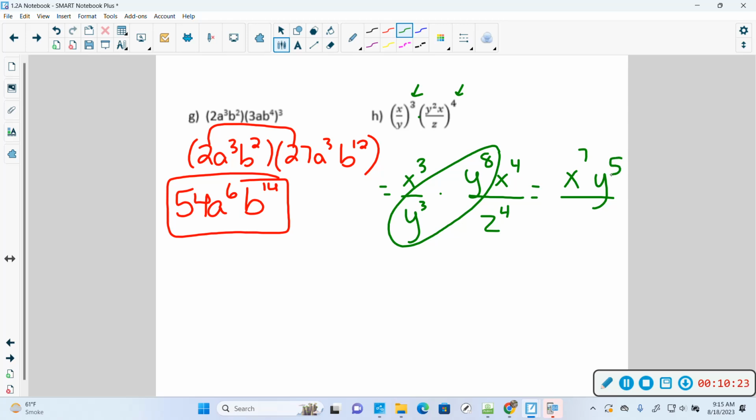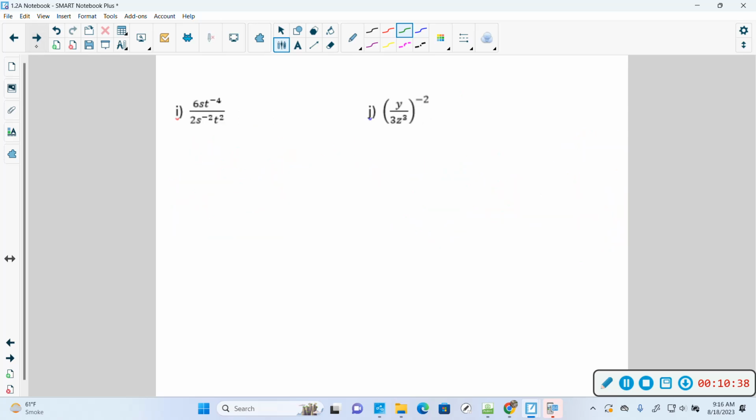And poor z to the 4th doesn't have any friends to simplify with, so he's just hanging out on the bottom, crying himself to sleep at night. So any questions on that? Poor z. All right. Getting a little more challenging.